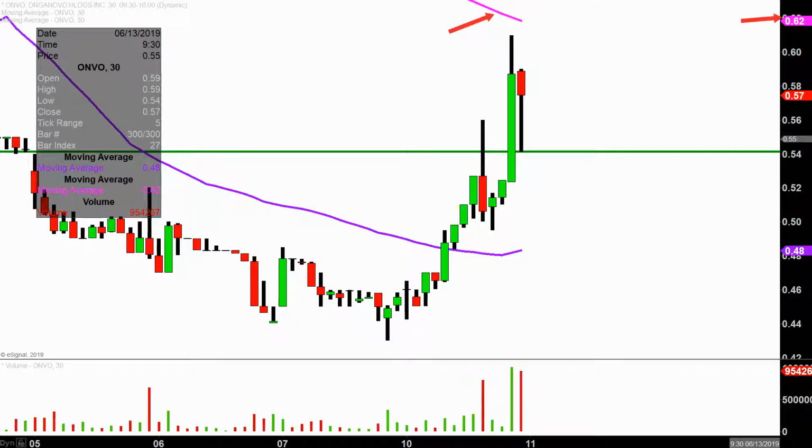So all in all, though, any way you look at it, great movement today, great volume, and now it's just a question of can the price build upon this momentum going forward?